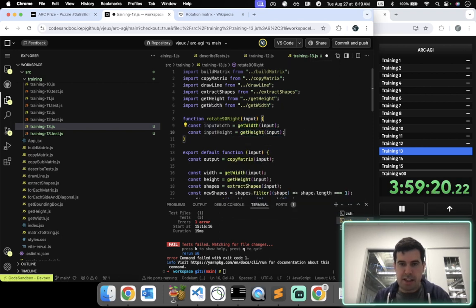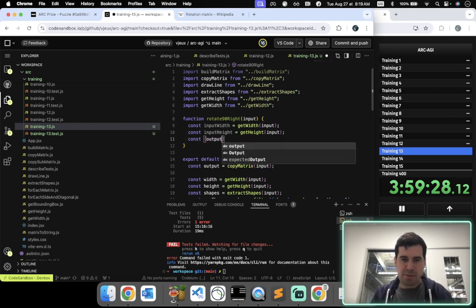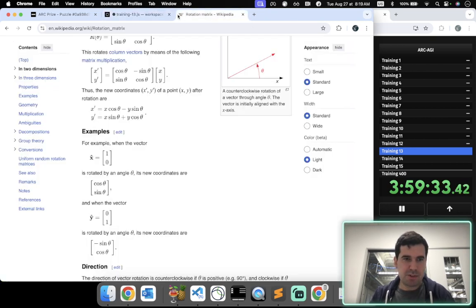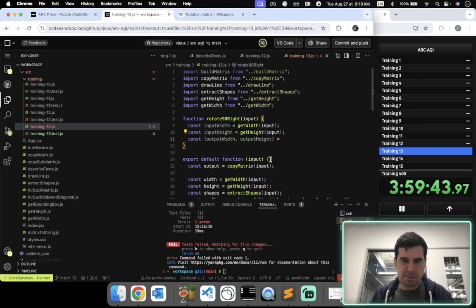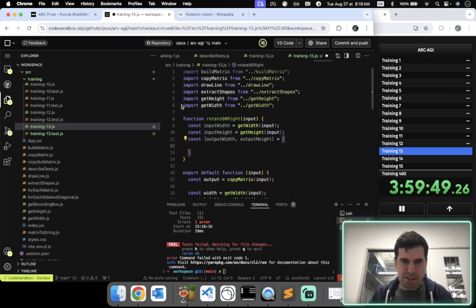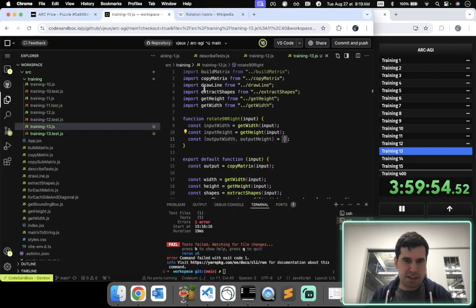Get height. And now what we want to know is the target output width and output height. For this, we're going to use this formula: output x, using width and height. Actually, I probably don't need this, but it's going to be x multiplied by cosine. So it's going to be input width.